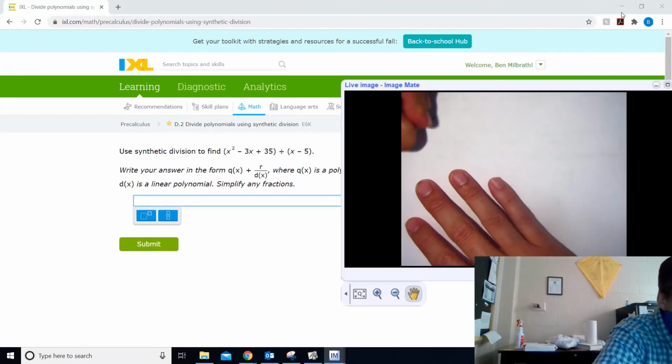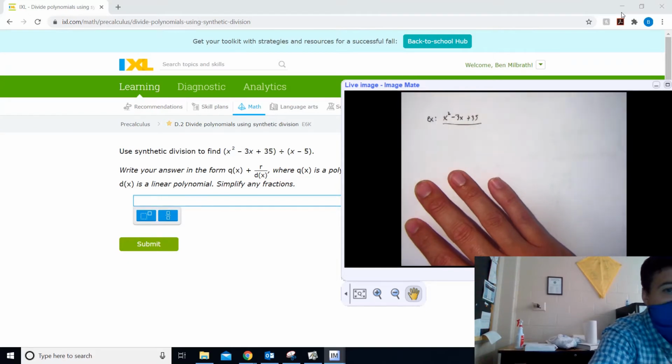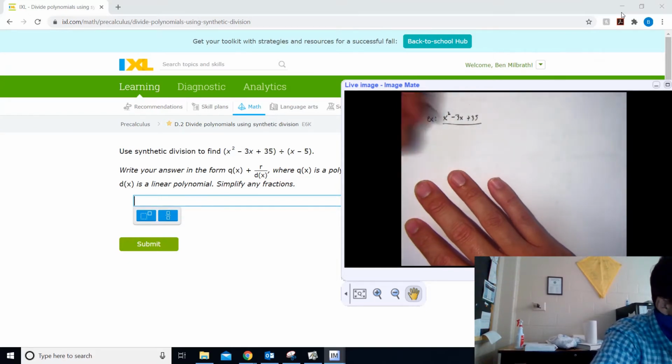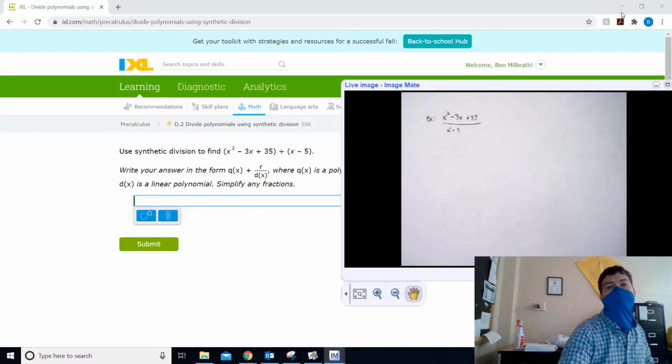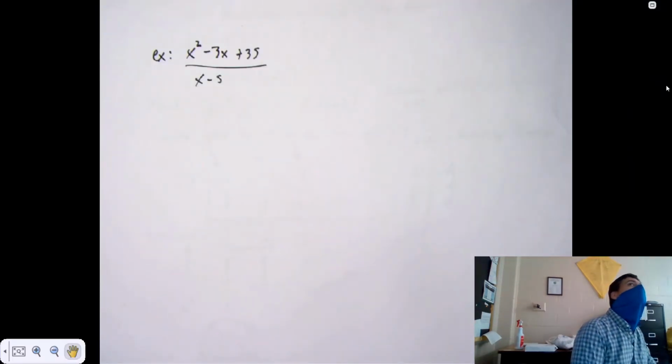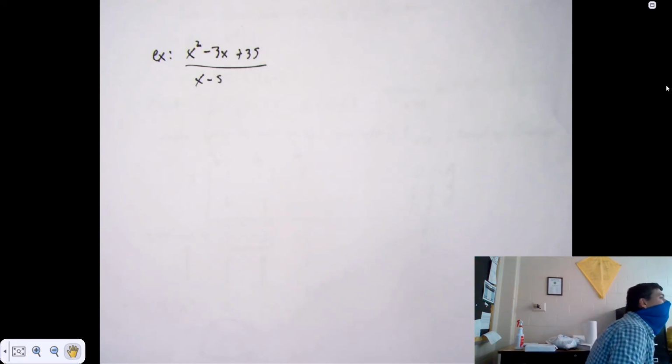So our next example is x squared minus 3x plus 35. I'll just write it as a fraction. We're dividing it by x minus 5. Is x minus 5 a linear divisor? Are we allowed to use synthetic division? That's the deal. If you're dividing by something linear, you can use synthetic division.